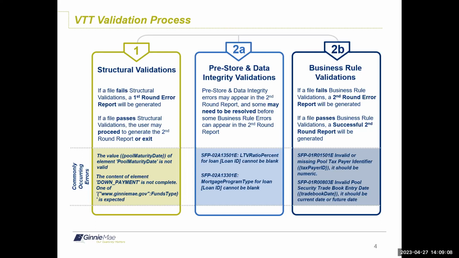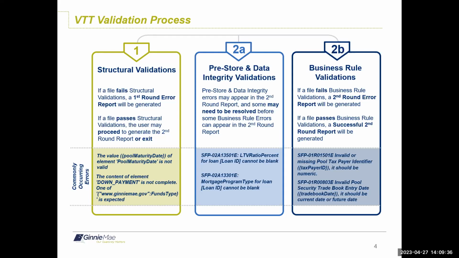Yep, thanks, Nicole. So on this slide, we're going to talk a little more in detail about the VTT validation process. As Nicole mentioned earlier, there's two distinct rounds of validation, but looking into a little more detail here. Round one consists of the structural validations, while round two contains two distinct waves of validations, the first being pre-store and data integrity, and the latter being the business rule validations.